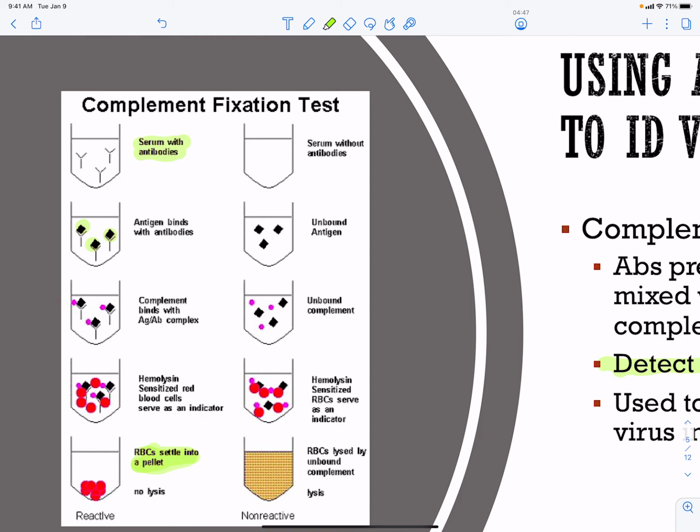And then in the case of without antibodies, you have antigen that's free to float around, complement is free to float around, and then your red blood cells are going to get lysed because the antigen will bind to the red blood cells, which will recruit your complement, and then you'll get lysis of your red blood cells.